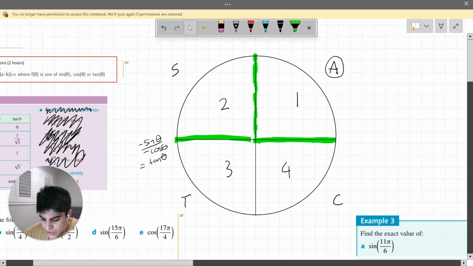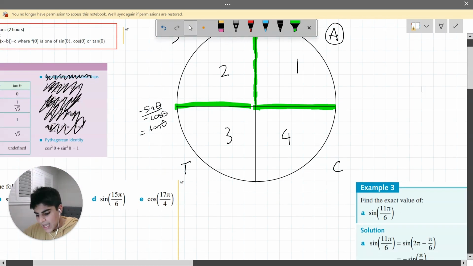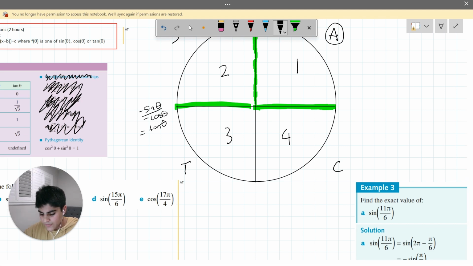To remember this, we use an acronym known as CAST. C meaning cosine's positive in the fourth quadrant, A meaning tan theta, sine theta, and cos theta are all positive in the first quadrant, S meaning sine theta is positive in the second quadrant, and T meaning tan theta is the only positive value in quadrant 3.